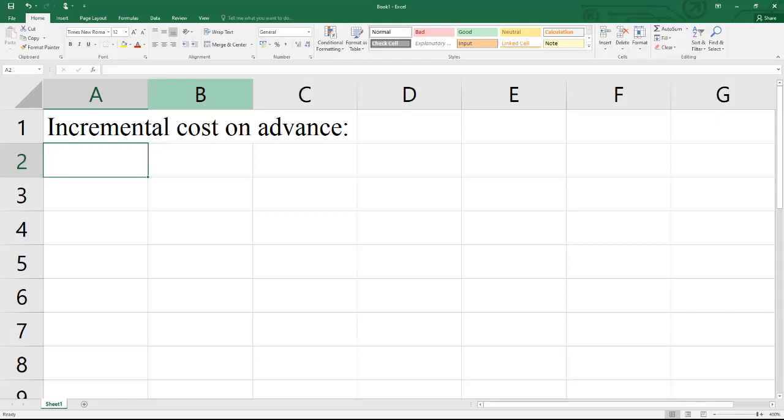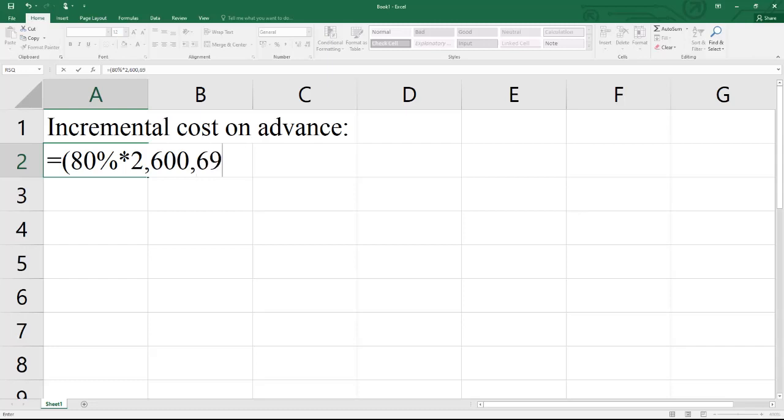If, for instance, you wanted to show the working for incremental cost, it would be equal to 80% times 2,600,694, let me just go back and check, 2,600,694. Then times 7% minus 5%. That's how we got the cost on the amount advanced, isn't it?